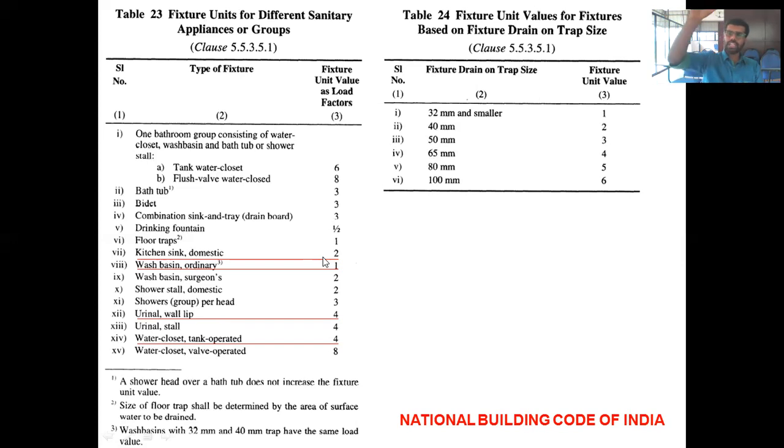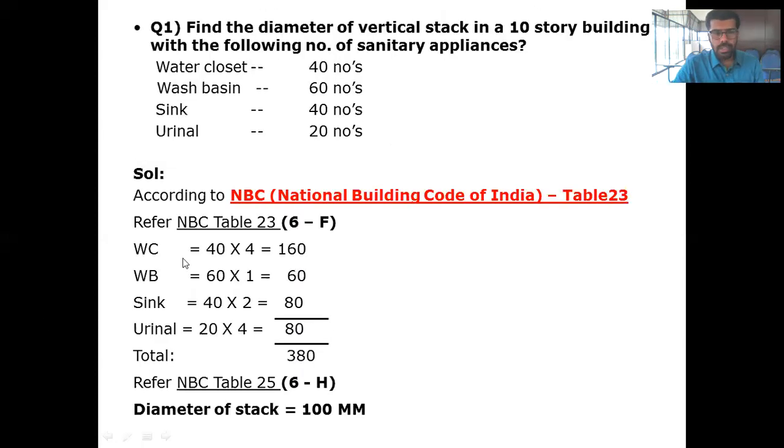Okay. So for a 10-story building, there are different numbers of water closets, wash basins, sinks, and urinals given. And for one wash basin, or one kitchen sink, or one water closet, the fixture unit is given here. So from Table 23 of 6F, you can get the value.